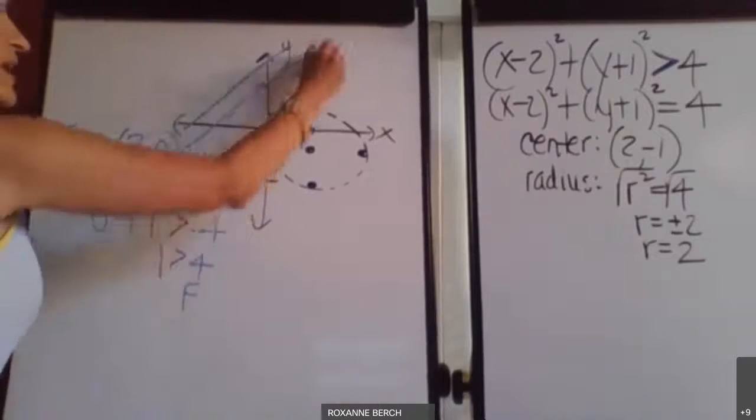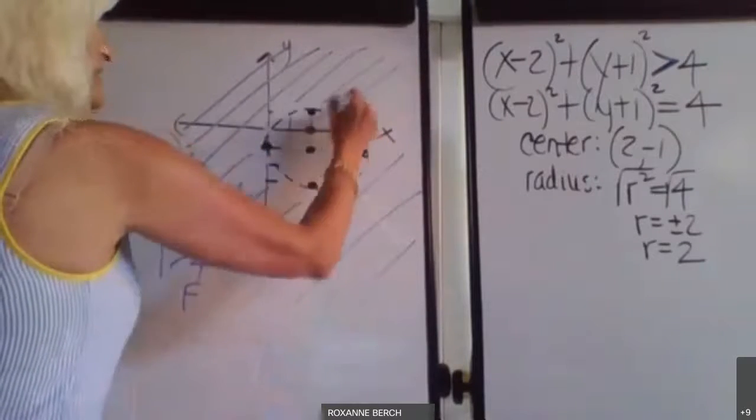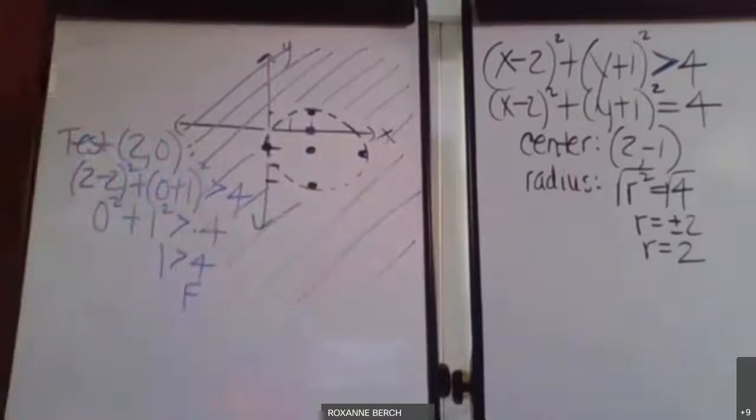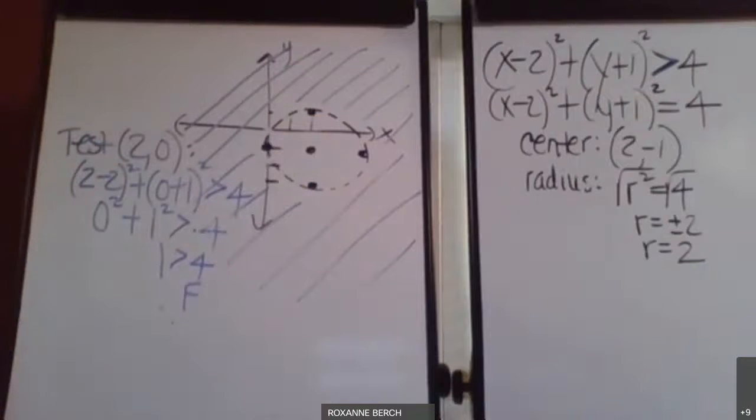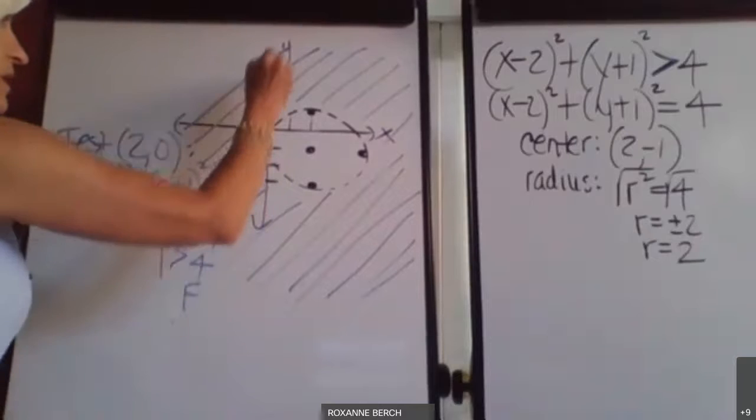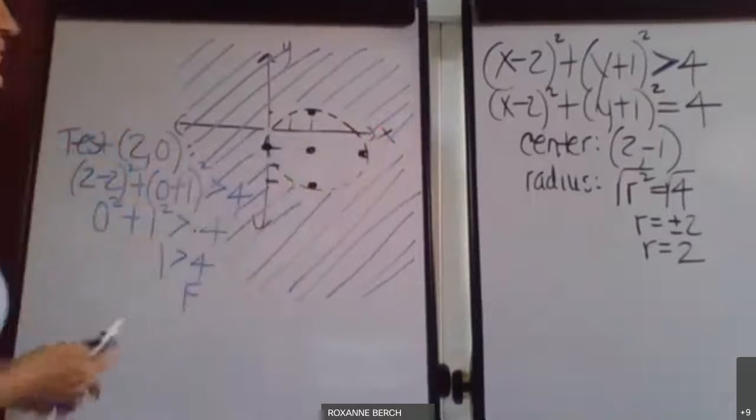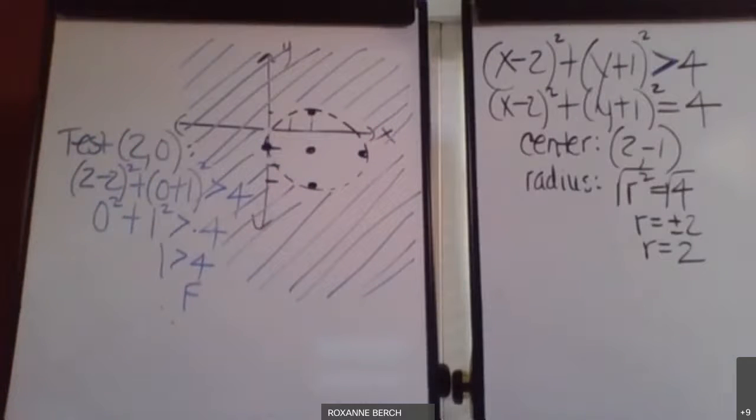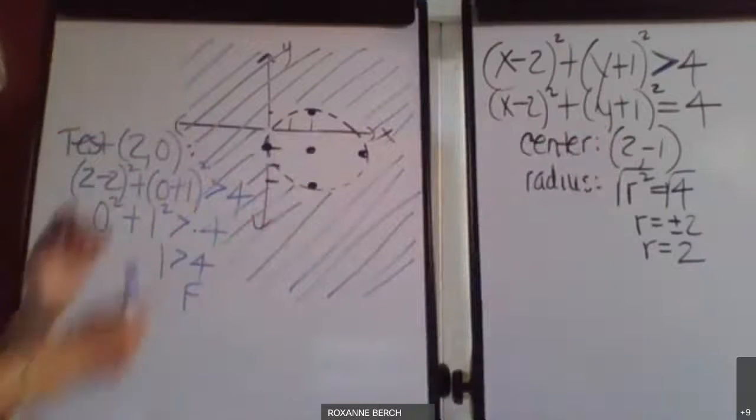So that means shade everybody on the outside. So that means everybody on the outside of the circle is a solution and everybody inside is not. So you pick any point on the outside and it's going to work. Anything on the inside is going to fail. All right, anybody have any questions about how to graph the equation of the circle or how to graph the inequality?